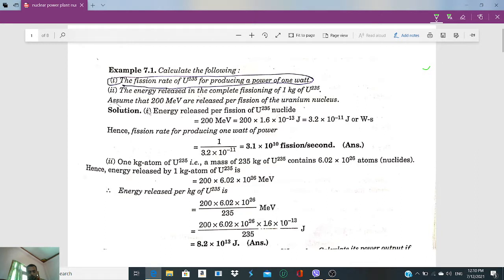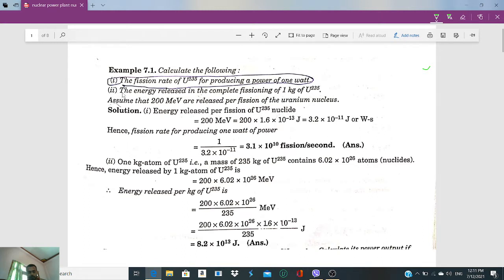So in the first question, the energy released per fission of a uranium 235 nuclide is 200 MeV, and 200 MeV can be written as 1.6 into 10 power minus 13 joule. So after calculating we'll get 3.2 into 10 power minus 11 joule. And here we have to calculate the fission rate of uranium. So the fission rate for producing 1 watt of power will be 1 upon this value, 3.2 into 10 power minus 11. So we'll get 3.1 into 10 power 10 fissions per second.